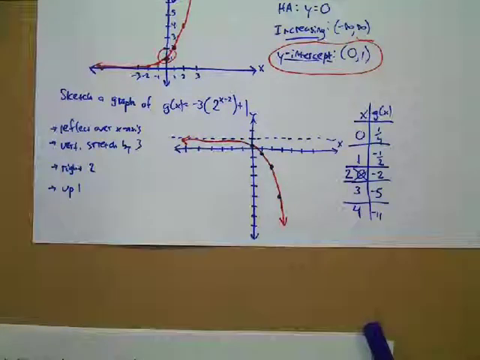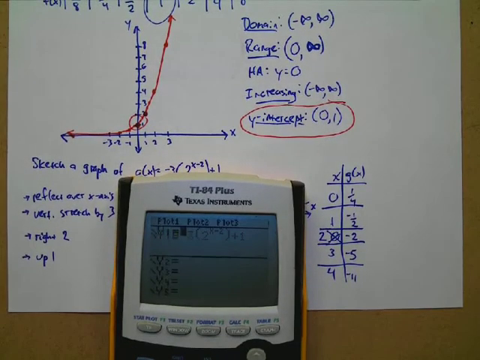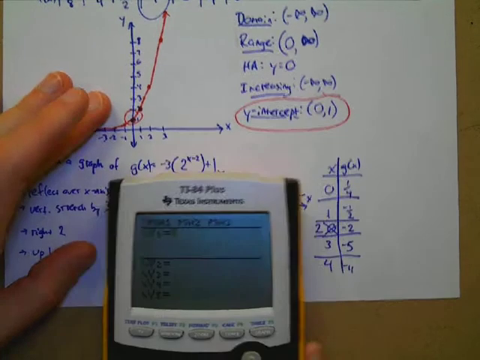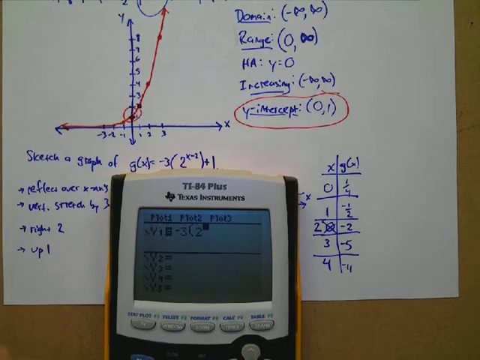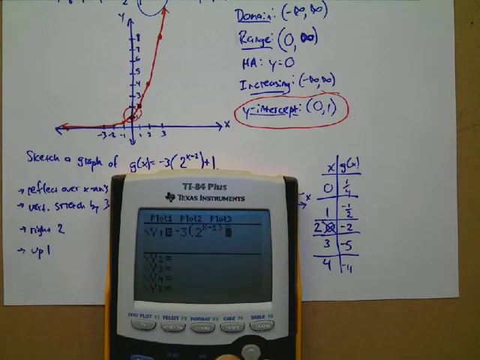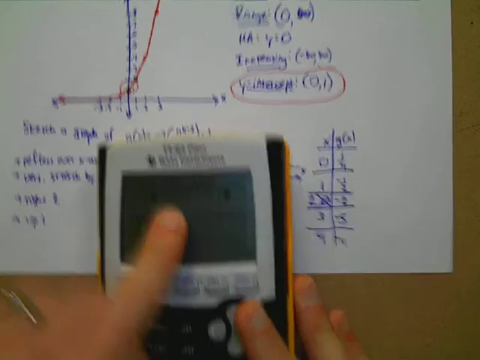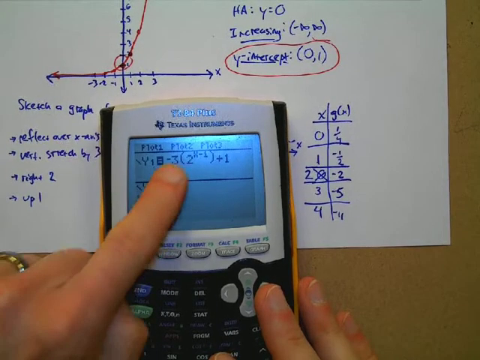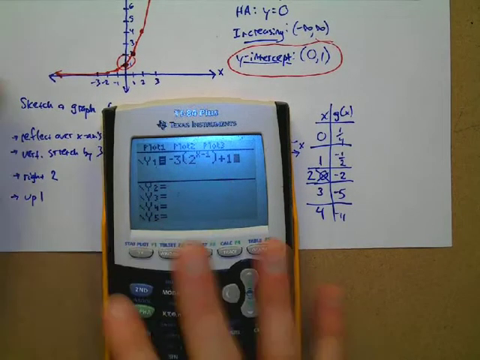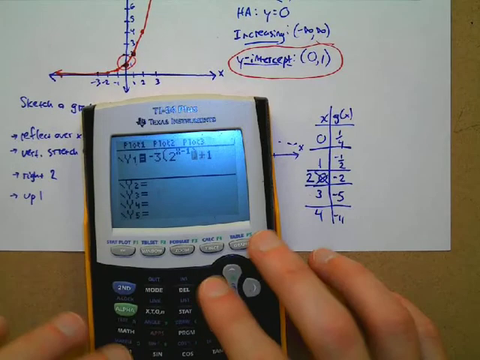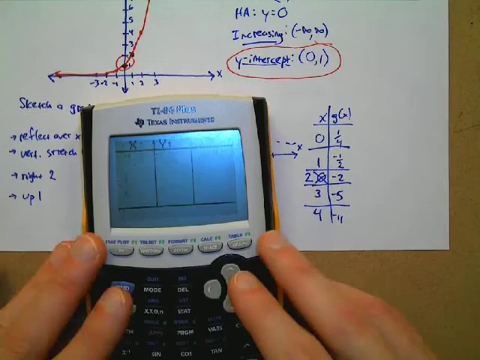We can go to the y equals. Oops, I had it typed in, didn't I? Negative 3, 2 to the x minus 2, plus 1. Go to your table. Okay, and then there are some values you can get, right?